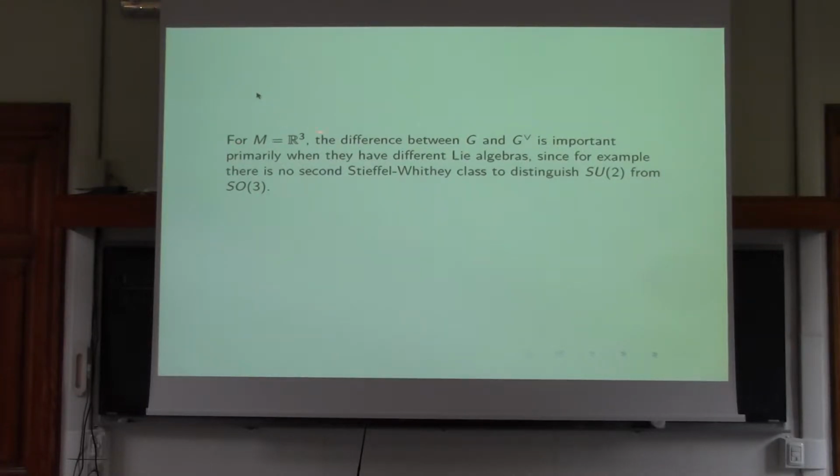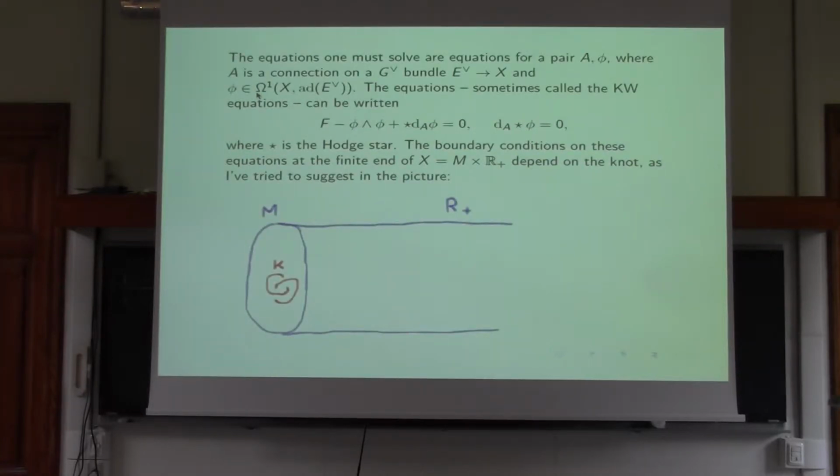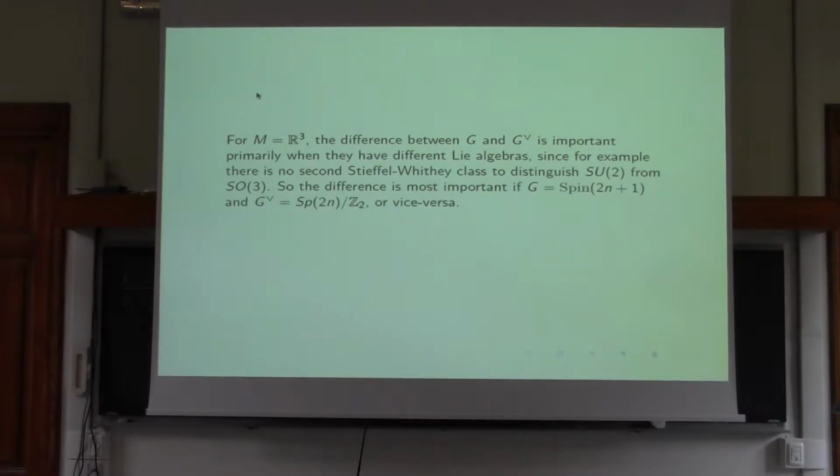Now, with M being R3, all we're doing is repeating what we had last time. So we study quantum knot invariants by solving certain equations in this situation. When the boundary is R3, the difference between the gauge group G of the Chern-Simons theory and the dual group of this description is important primarily when they have different Lie algebras.